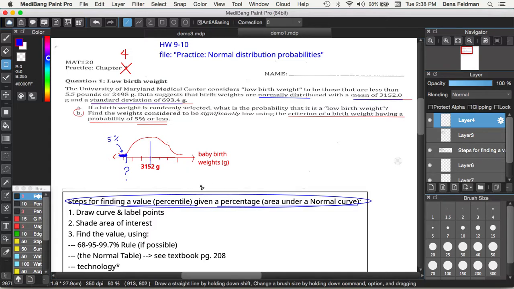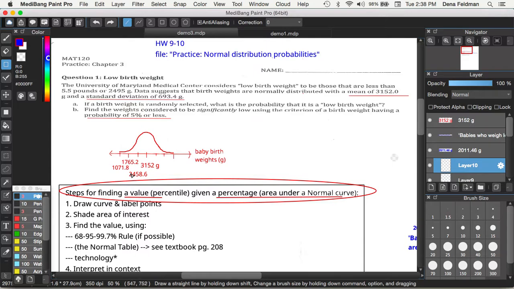Okay. So if you've had a chance, you can also pause the video some more. Step 1 for finding this number is to draw a curve, label the points, and I've done that here. So I've only done the low levels because we're finding the probability of 5% or less. In other words, now that I've drawn the curve and labeled the points, I can shade the area that I'm interested in. The area that I'm interested in here is the area that's about 5% of all the area in this curve.